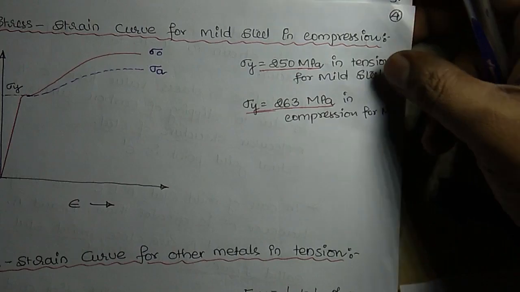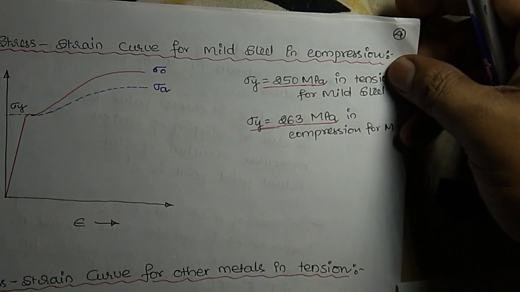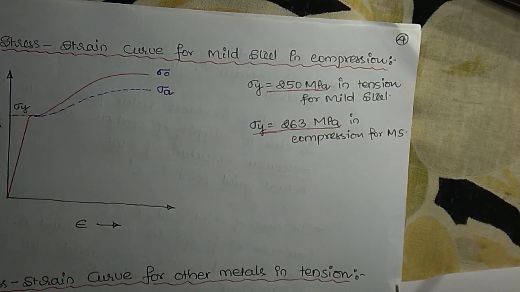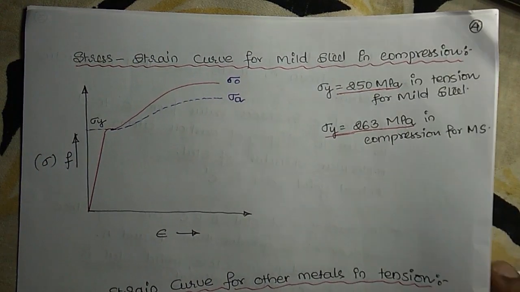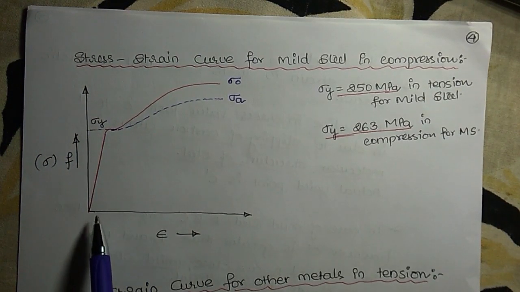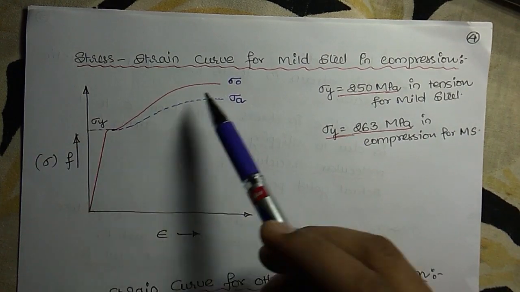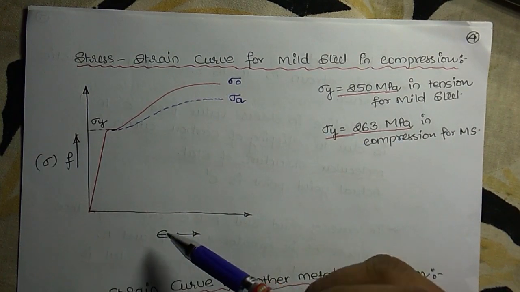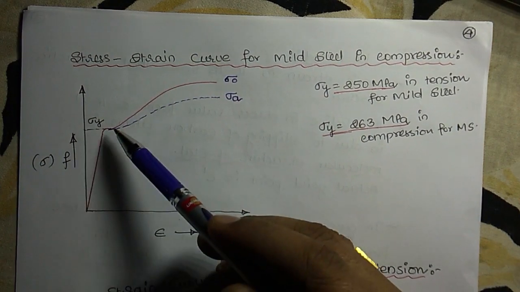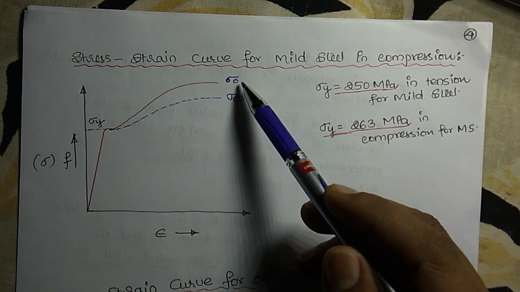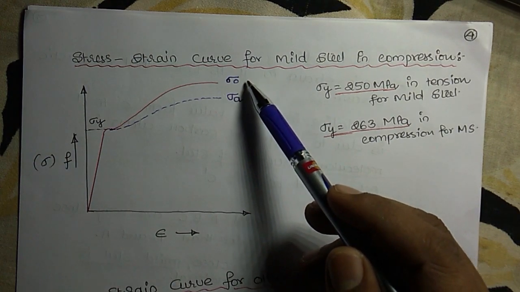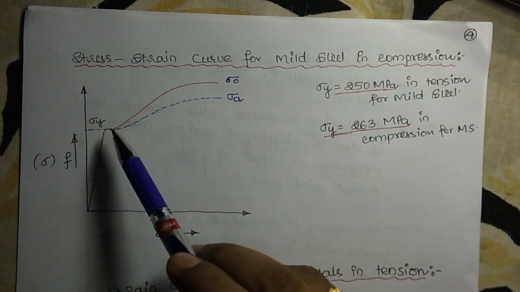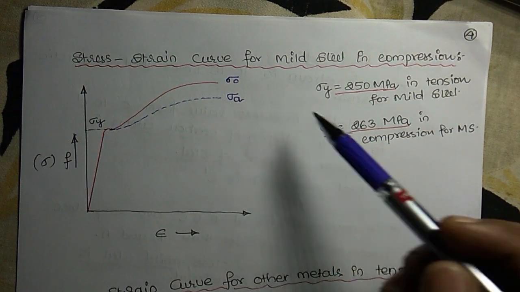Coming to the next concept, that is the stress strain curve for mild steel in compression. You can see the stress strain diagram of mild steel. Here again the same thing, the graph is plotted against strain and stress, and it comes something like this. This is the nominal case where the area considered is the initial area. If you consider the actual area, the stress will be less in case of compression.